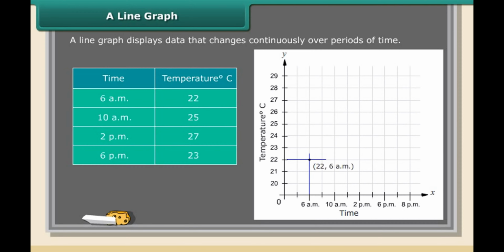The temperature of every 4 hours is recorded and plotted as points as shown in the graph. These points are connected by line segments. The result is a line graph. From the graph, in between 10 a.m. and 2 p.m., we can find that the temperature was increased by 2 degrees Celsius.